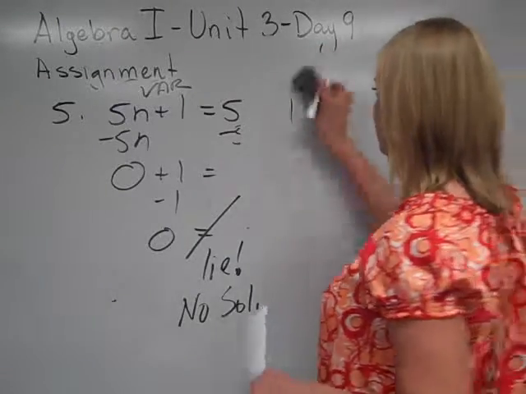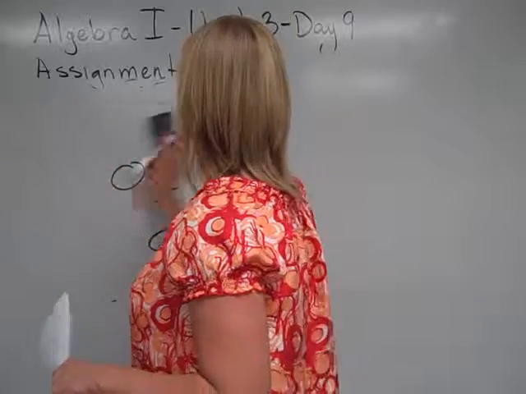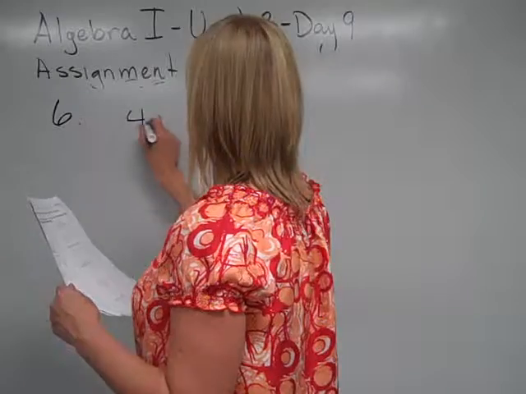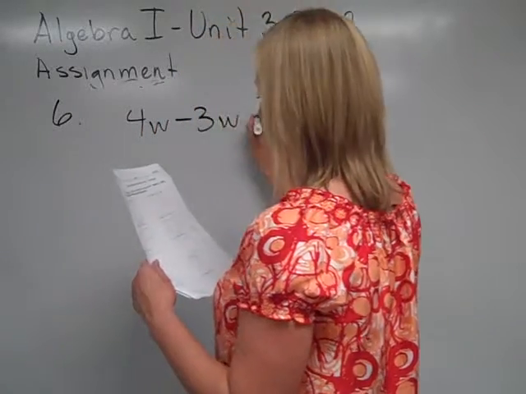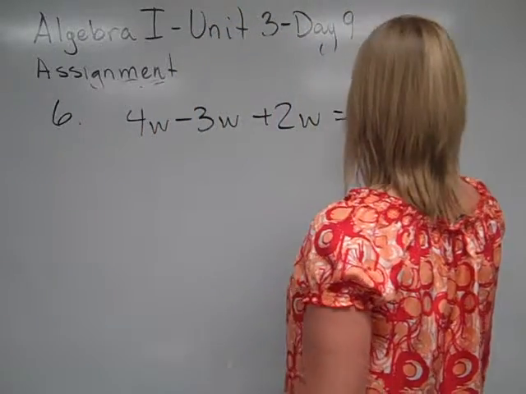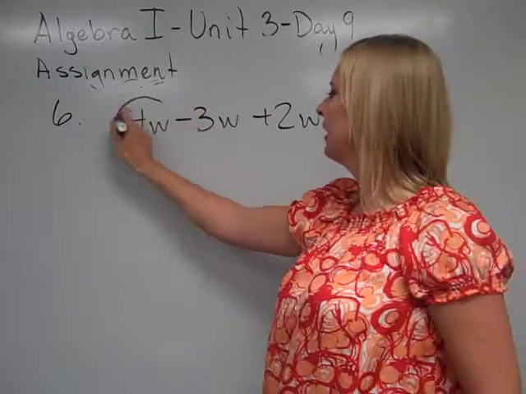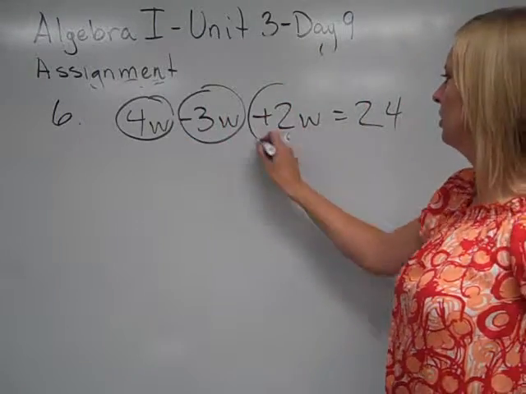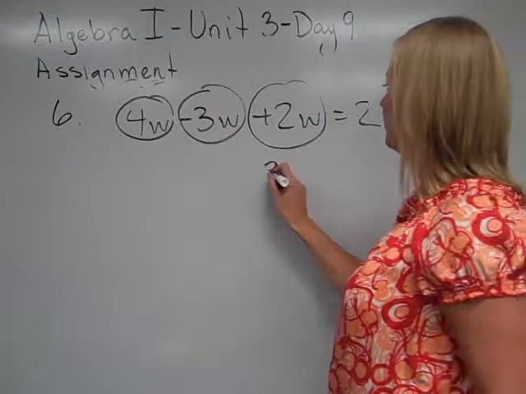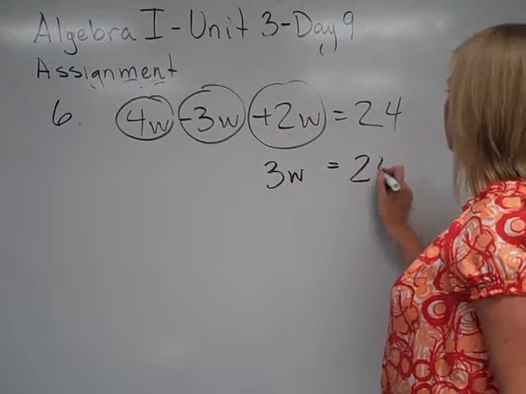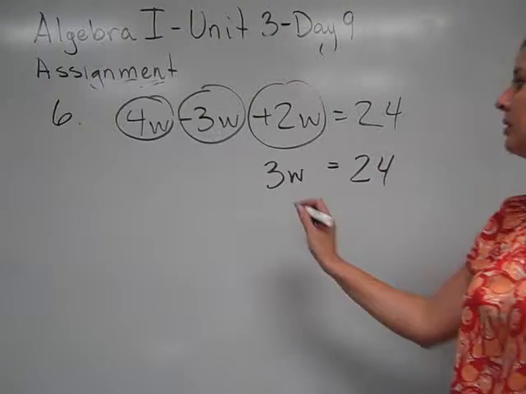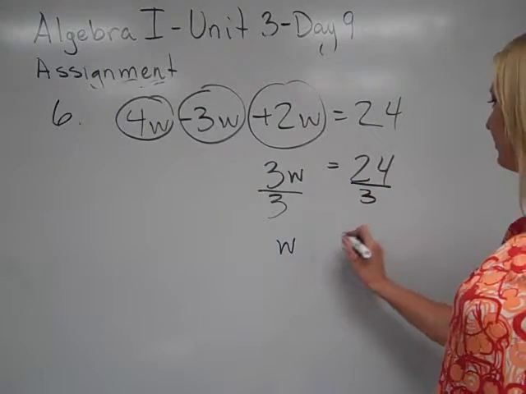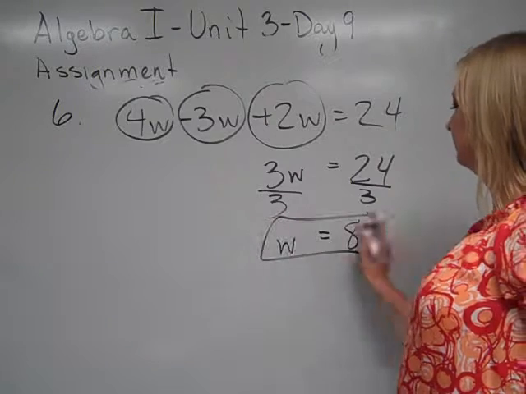Number 6. 4w minus 3w plus 2w equals 24. Let's combine like terms. I have 4w here, minus 3w is 1w, plus 2 more w is a total of 3w. I don't want to know about 3 w's, I want to know about 1w. So divide both sides by 3, and w equals 8.